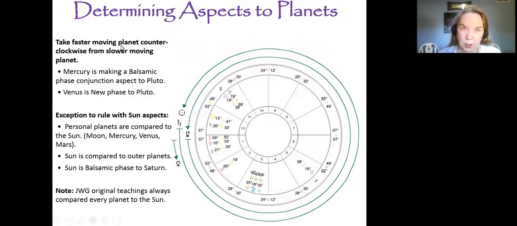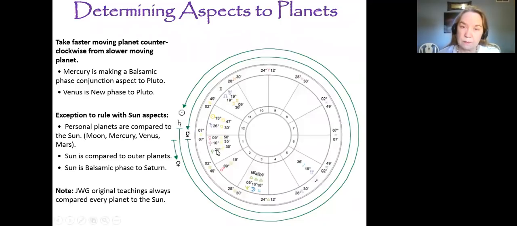Faster moving planet, always compared to the slower moving planet in a counterclockwise fashion. The planets reverse going counterclockwise through the zodiac and through the houses. So here's some examples for you. First example, Mercury to Pluto. Pluto's the slower moving planet between the two. So here's Pluto with this green line right here. And we would have to follow this inner green circle all the way around to get to Mercury. So Mercury is making a balsamic phase conjunction, and it's an aspect to Pluto.